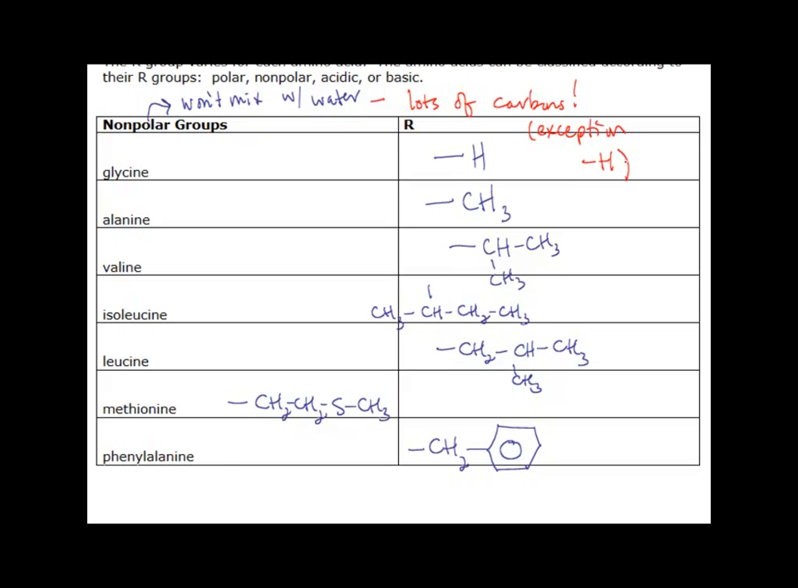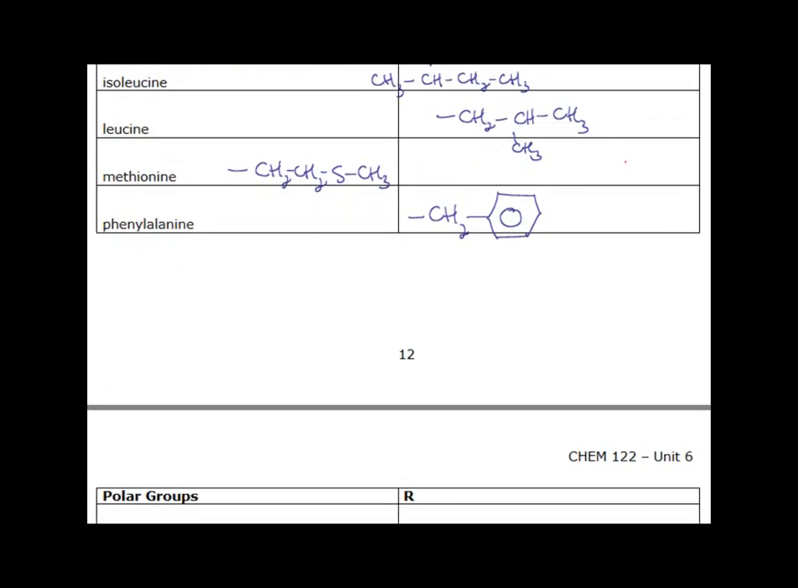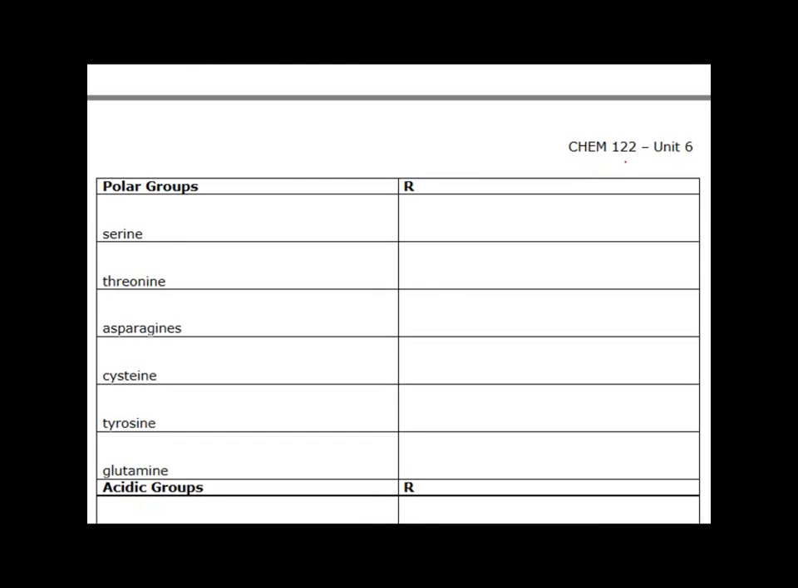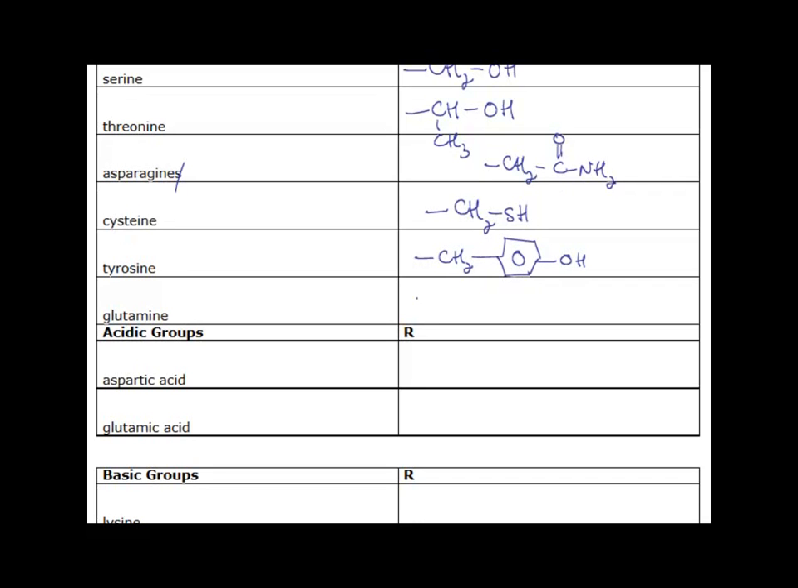So, moving on, the next class of amino acid R groups we're going to look at are the polar groups. So remember, polar is likely to mix with water. So serine is CH2OH. Threonine is CHOH, CH3. Asparagine, CH2, C double bond O, NH2. Cysteine, CH2, SH. Tyrosine, CH2, and then phenol, para. And then glutamine, CH2, CH2, and C double bond O, NH2.